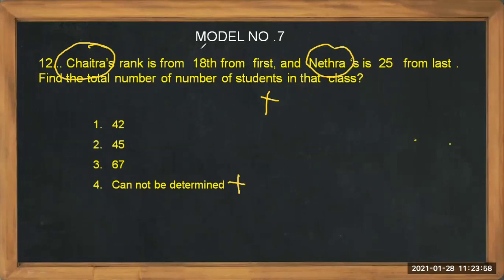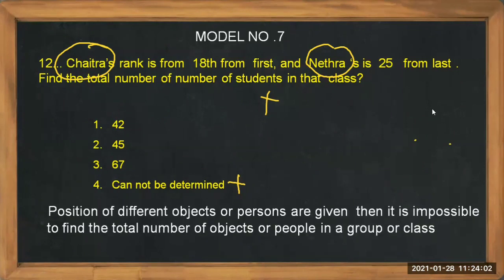Here I'm displaying: the positions of different objects or persons are given, then it is impossible to find the total number of objects or people in a group or class. Got the point? So please keep this in your mind. Right. Let's go to the next.